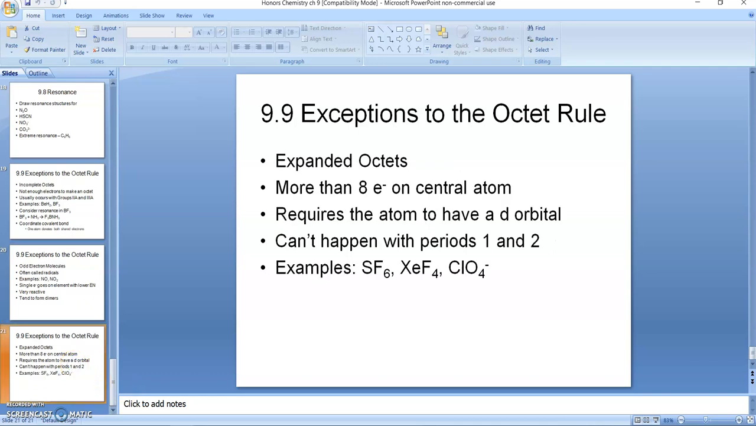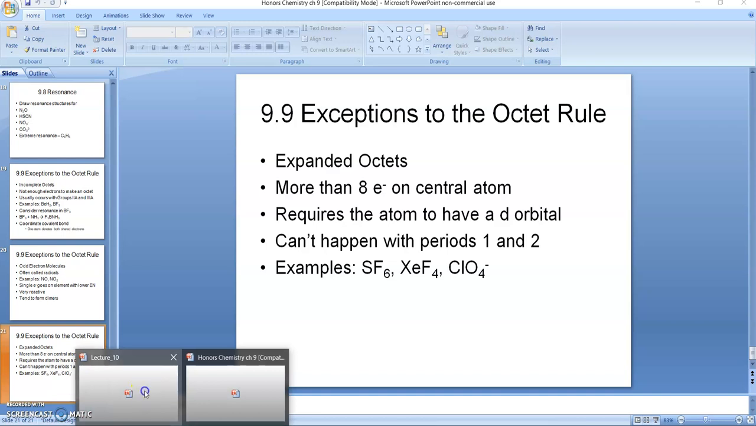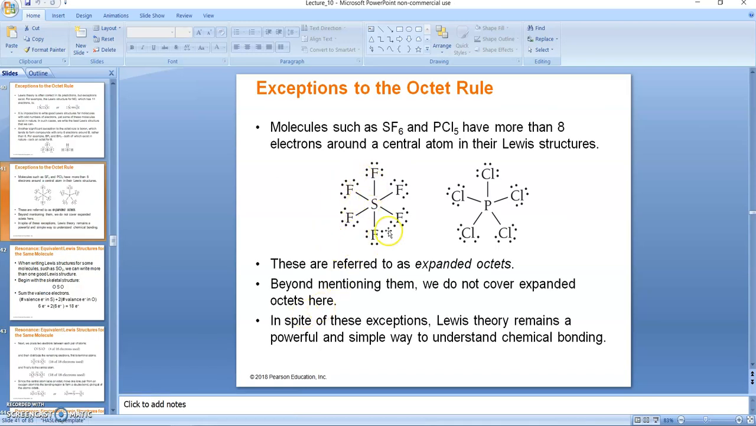Now, the last exception to the octet rule is something called an expanded octet, where you have more than 8 electrons on the central atom. That happens when you have electron-rich atoms. In sulfur hexafluoride, notice there's 6 fluorines around sulfur, so there's no choice but to have an expanded octet. The textbook shows you that structure right here. Notice there's 6 fluorines around the sulfur: 2, 4, 6, 8, 10, 12 electrons on sulfur. That's an expanded octet. It has more electrons than it should have.